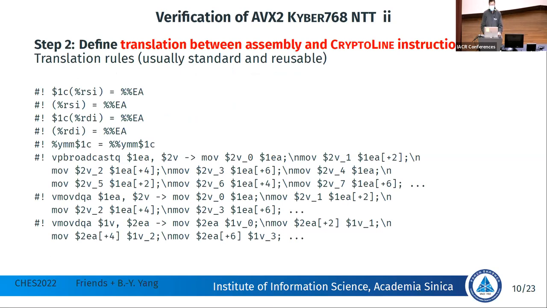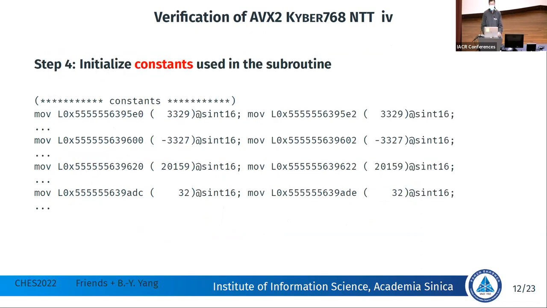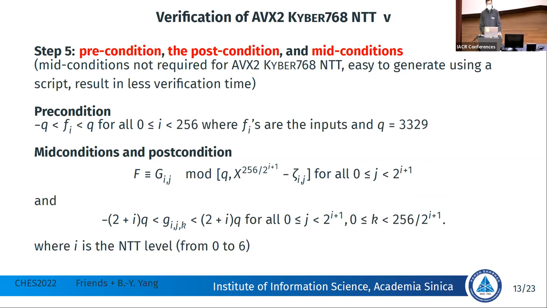And then you define translation rules between assembly and CryptoLine instructions, which are basically standard and reusable, although there are some situations where it requires you to know something about the program, because there are some things that are, for example, masks, mask constants, I mean other constants, and you need to know what they stand for to make the correct translation rule. Having made these rules, you translate the running trace to a CryptoLine program, and you initialize the constants used in the subroutine using some manual additions. Finally, you add preconditions, postconditions, and mid conditions, which are dependent on the program, and you need some knowledge of the program.